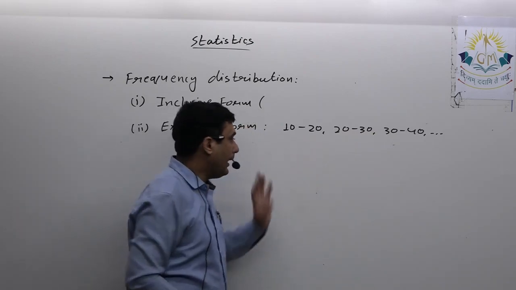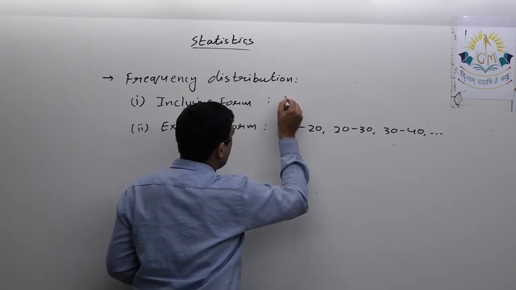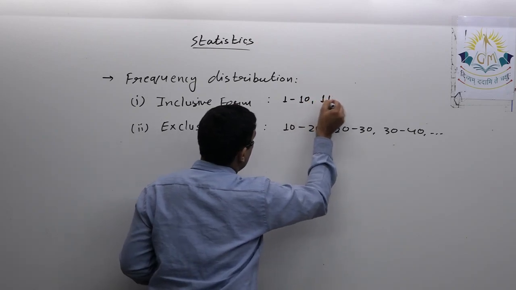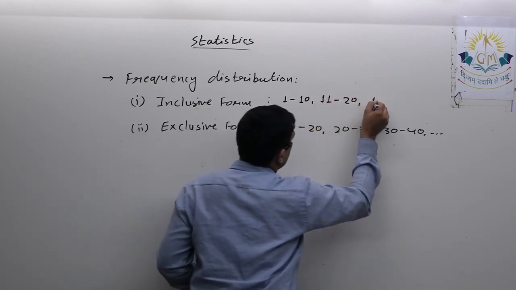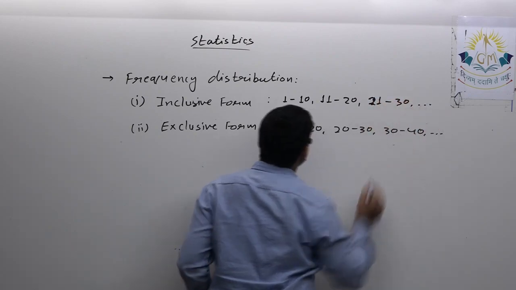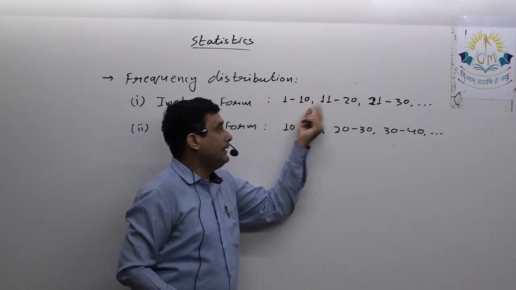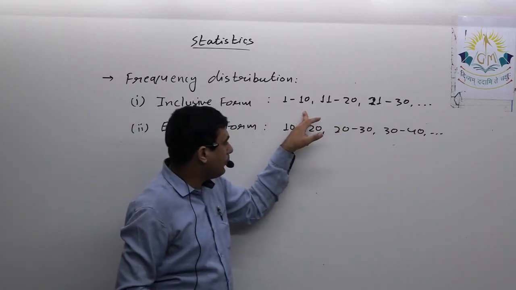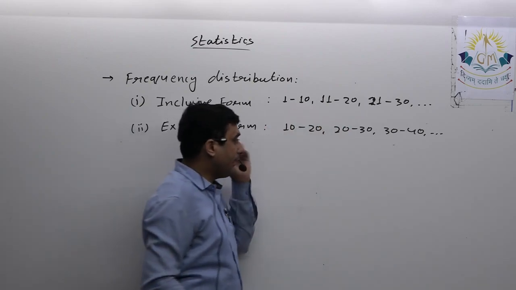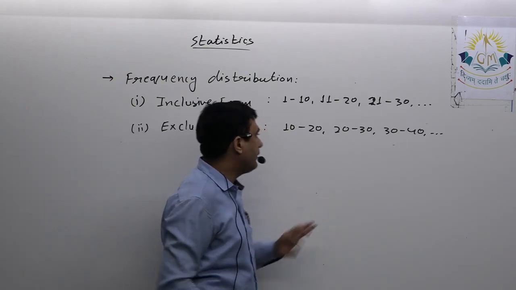Upper limit is excluded, and the inclusive form is something like this: 1 to 10, then 11 to 20, then 21 to 30, and so on. Here there isn't any confusion about where we'll take 10 and 11, but there is another problem. Suppose we have observation 10.5, then where do we take it? In that case, we have to convert this inclusive form into the exclusive form.